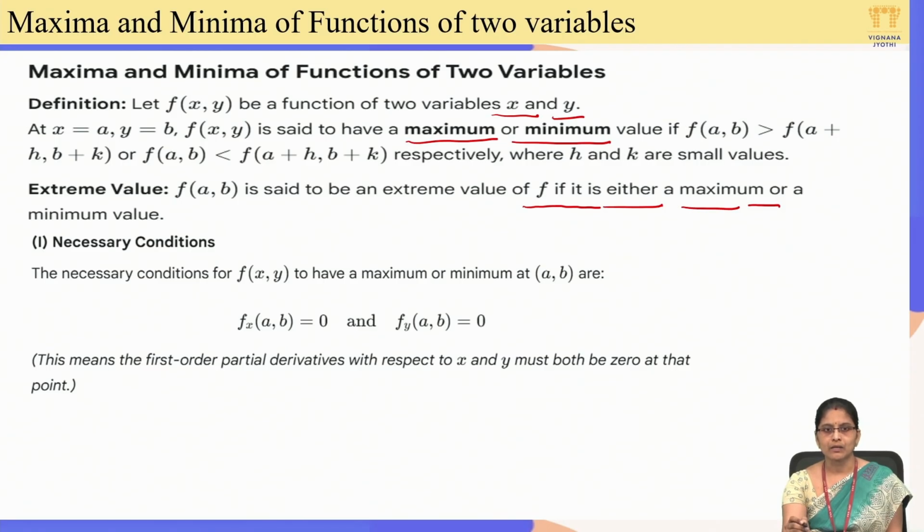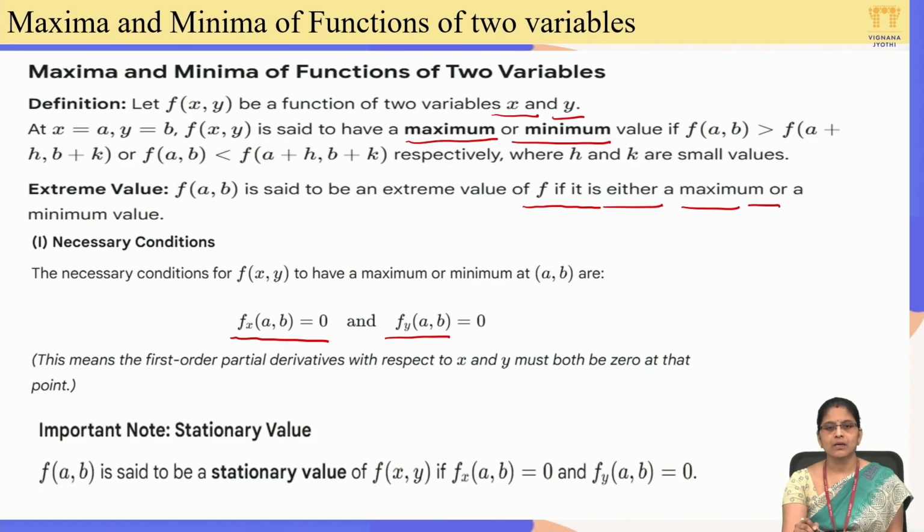A condition is necessary. The function f(x, y) is said to have a maximum or minimum at the point (a, b). Then the first order partial derivative of f with respect to x at the point (a, b) is 0, and the first order partial derivative of f with respect to y at the point (a, b) is equal to 0. So that means the first order partial derivatives with respect to x and y must be 0 at the point.